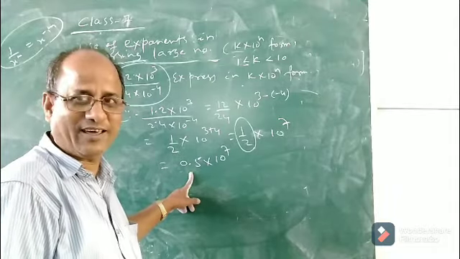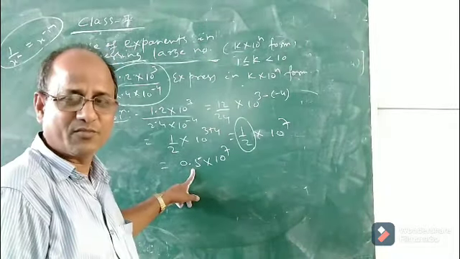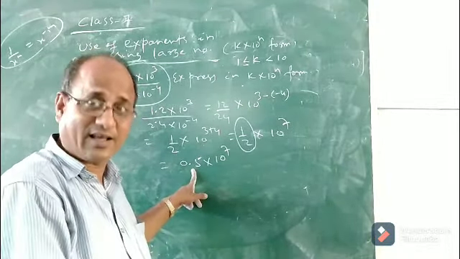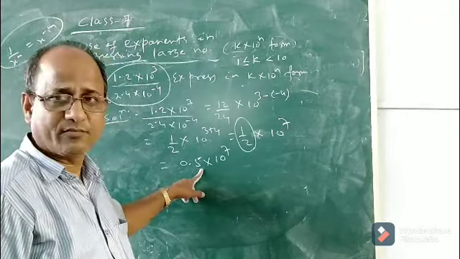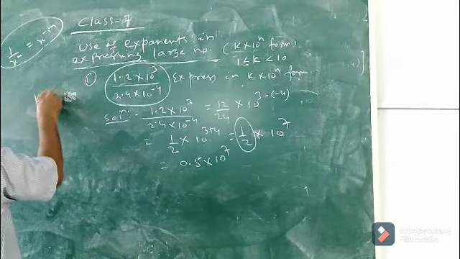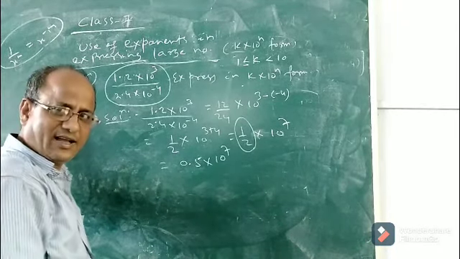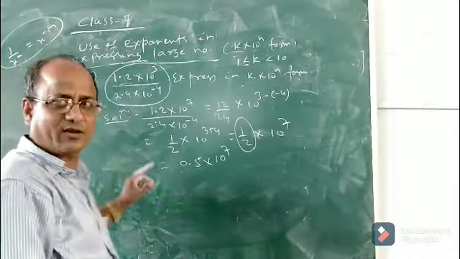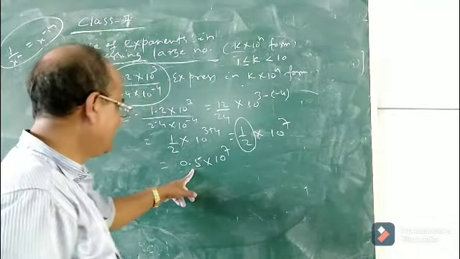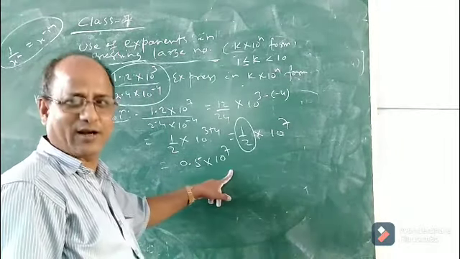Is it the value of k? No, it is not the value of k. Why? Because what should be the value of k? k should be less than 10 and greater than or equal to 1. So how can k be 0.5? If k is 0.5, it is less than 10. But is it greater than or equal to 1? 0.5 is not greater than or equal to 1. So k cannot be this. That means it has not come in k into 10 to the power n form.